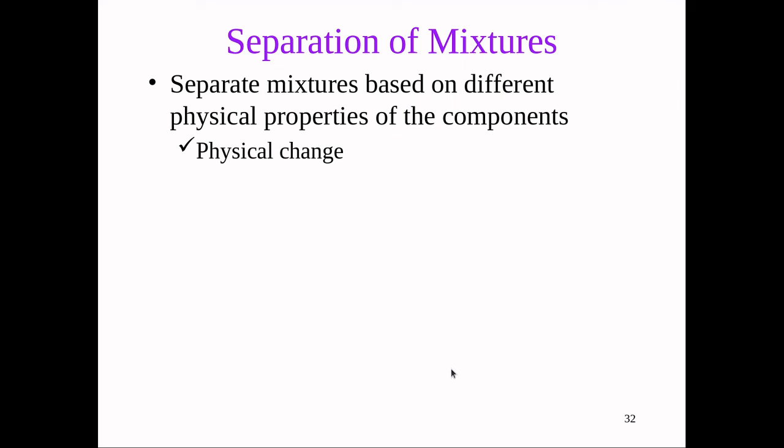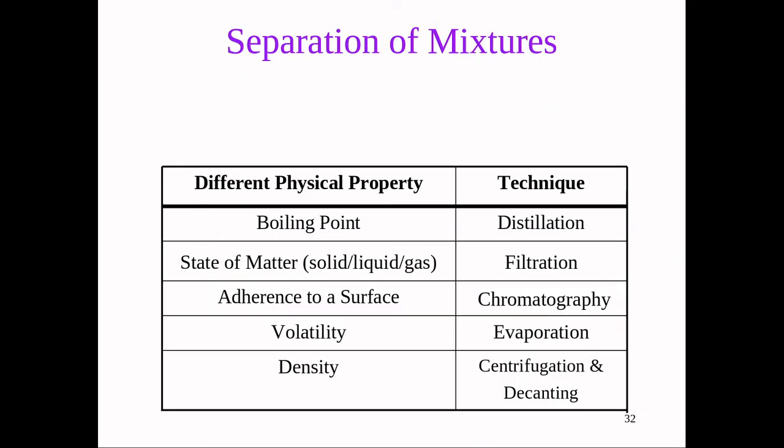Separation of mixtures. Okay, so to separate the different components of a mixture out, these are typically going to be based on the physical properties of the components. Okay, and they're going to involve a physical change. We have different techniques for separating for every different physical property. For instance, if we want to separate something based on its boiling point, we have distillation.